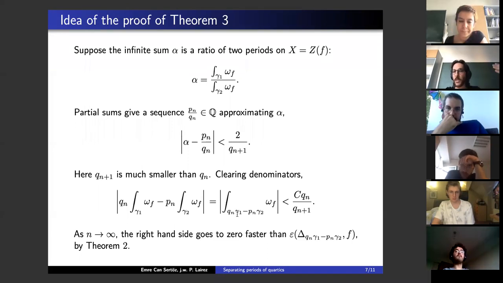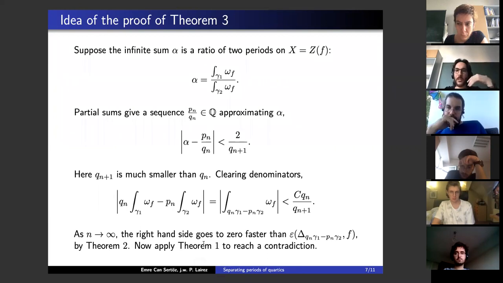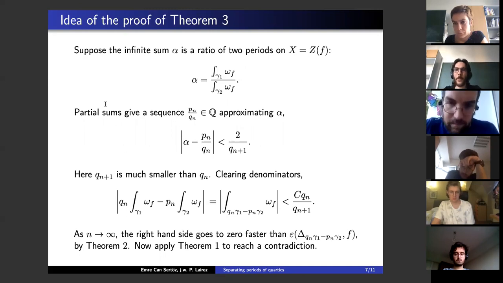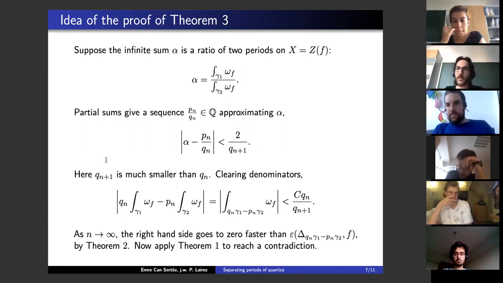But that means that by theorem 2, eventually, the left-hand side being smaller than epsilon must be identically 0. So here I use theorem 1. And well, that's a contradiction. The left-hand side cannot be 0 because the partial sums are never equal to the full sum alpha. And so this is how you can do transcendental number theory essentially with these geometric notions.